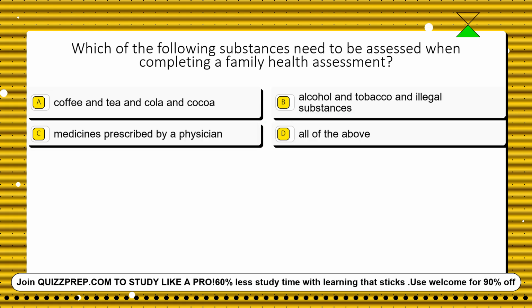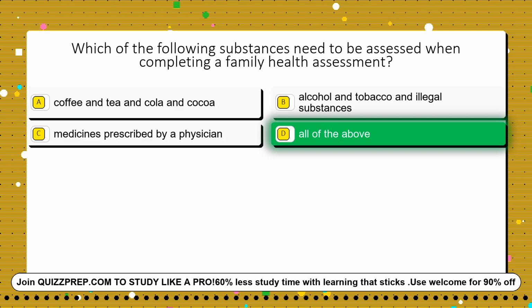Question 70. Which of the following substances need to be assessed when completing a family health assessment? Option A, coffee and tea and cola and cocoa. Option B, alcohol and tobacco and illegal substances. Option C, medicines prescribed by a physician. Option D, all of the above.